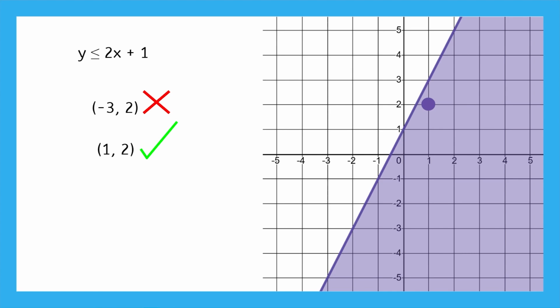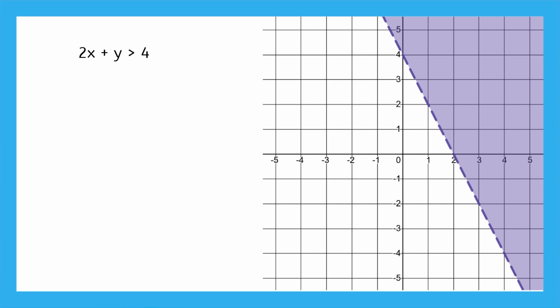Here's a tricky one. Is negative 3, negative 5 a solution? Here's the point. Right on top of the line. The solid line. Oh, that's right. A solid line means any point on the line does count as a solution. If points on the line didn't count, the line would be dashed.